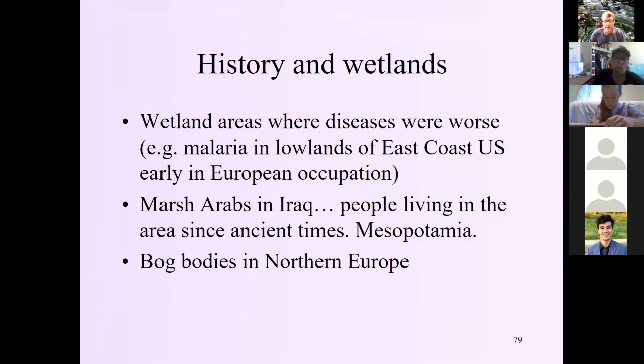So there's also history in wetlands. They've played a big role in human history. There are many wetland areas where diseases were worse. So for example, on the East Coast, malaria in the lowlands of the East Coast and the southeastern United States was really important early in European occupation. And it actually played a role in the inability of the British to respond to the American Revolution, because the British troops could not camp where they wanted to. They were getting decimated by diseases that were carried by malaria.